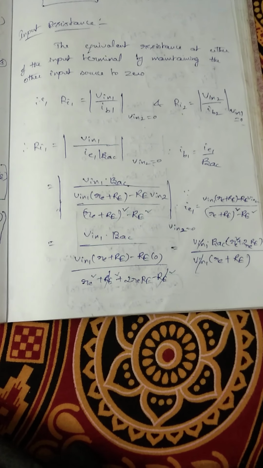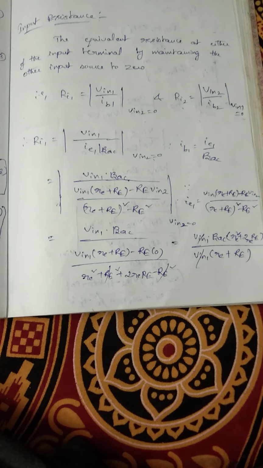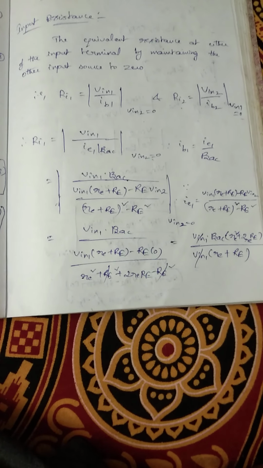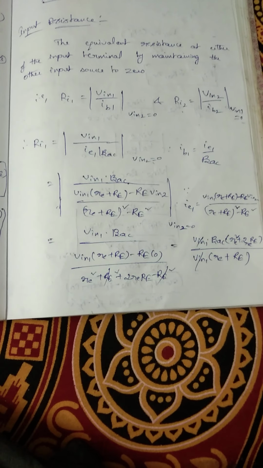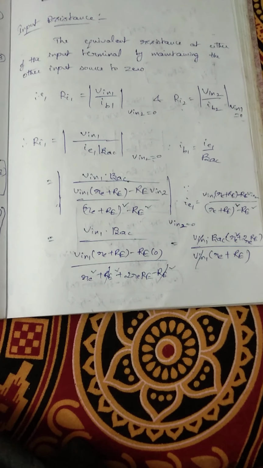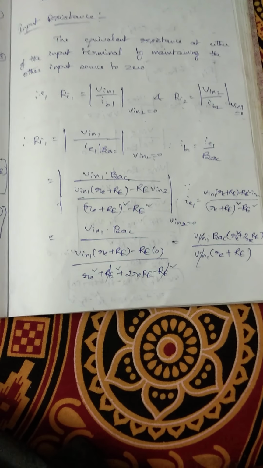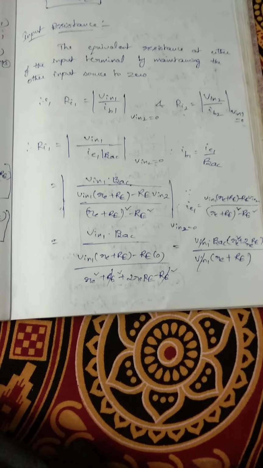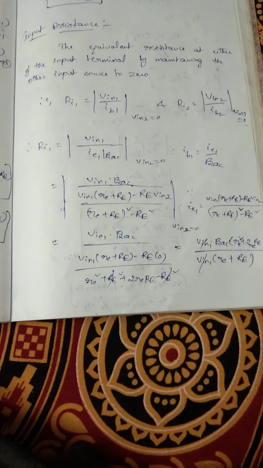Good evening to everyone. In today's class we will discuss the input resistance of a differential amplifier. It is defined as the equivalent resistance at either of the input terminals by maintaining the other input source to 0, or by maintaining the other input terminal to ground.